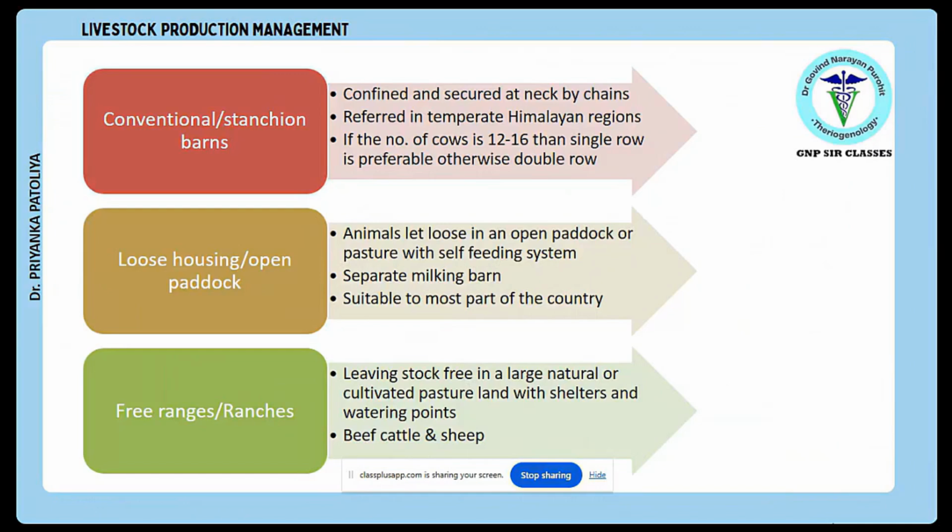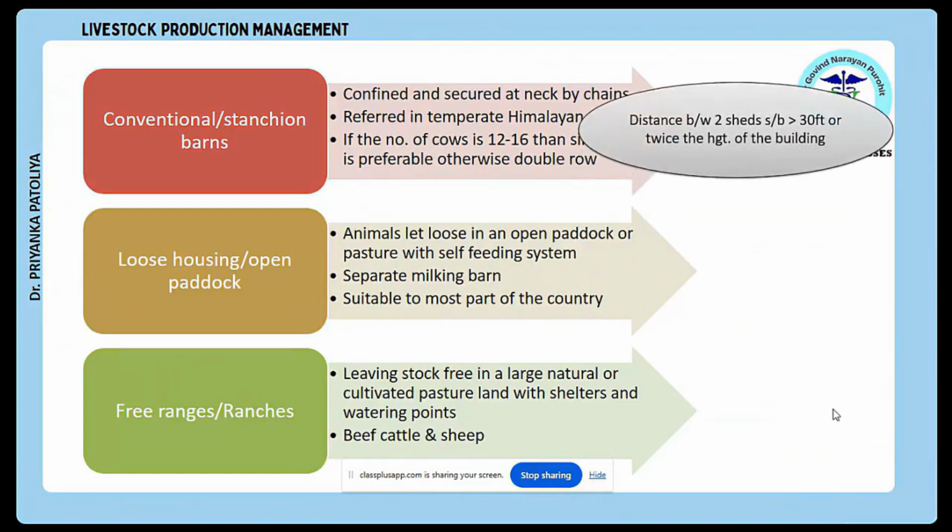Generally, in a conventional stanchion barn, if the number of animals is more than 12 to 16, then the double row system for housing is generally used. If we are using double row, we have to consider this. In double row, there are also two types of arrangement, which I'll be discussing in the next slides.